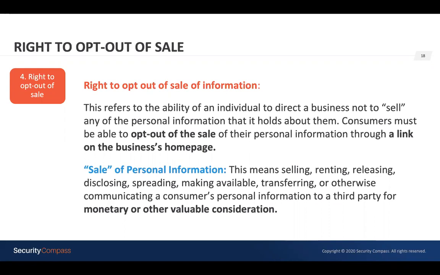There's also additional restrictions for the sale of children's data, such that explicit opt-in consent is required in that case. So opt-in consent is required when you're selling children's data. And explicit parental opt-in consent is required when you're selling data of anyone under the age of 13.